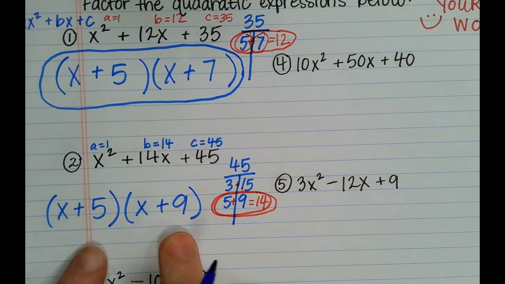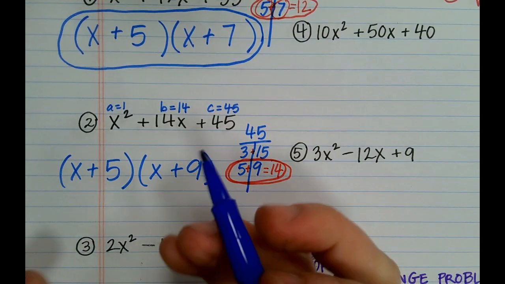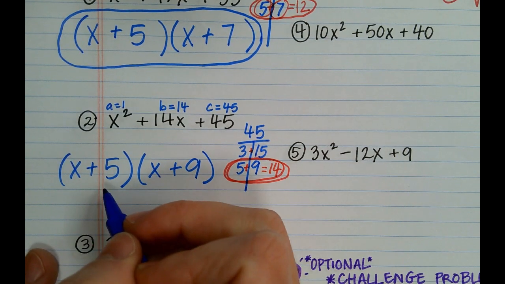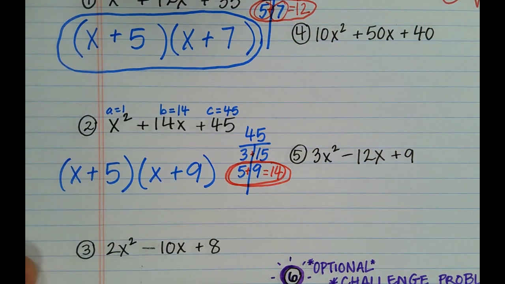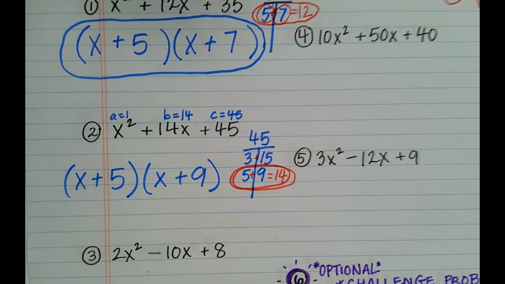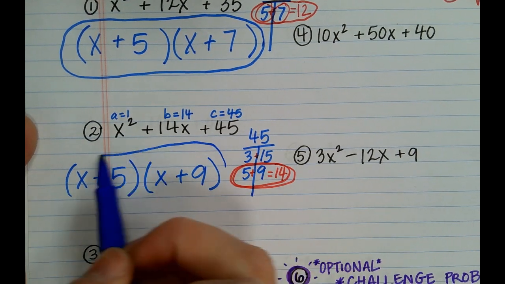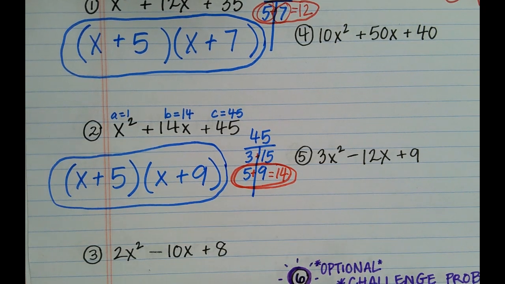And remember, with these, it doesn't matter which one is written first. You could have had x plus 9 times x plus 5. Same with the first problem. As long as you have a plus there and an x and they're in parentheses, your answer is correct. Any questions about numbers 1 and 2? No. Okay, let's move on to 3.